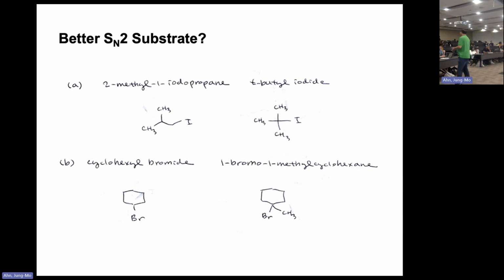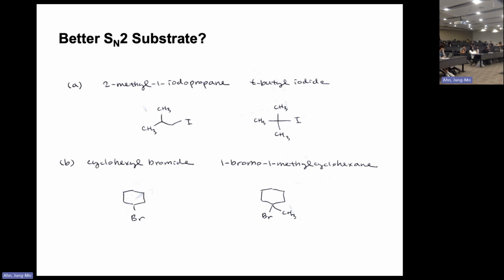Can you tell me which one is going to be better for the SN2 reaction? This one or that one? Now, you're going to see that this has an iodine on this carbon. This carbon can be classified as primary, secondary, or tertiary.